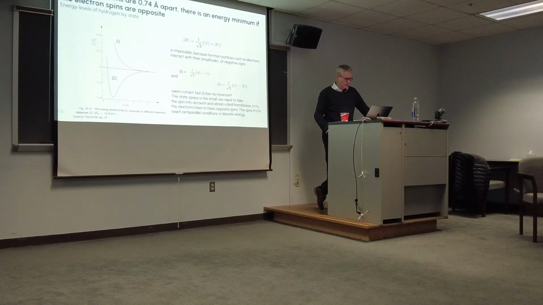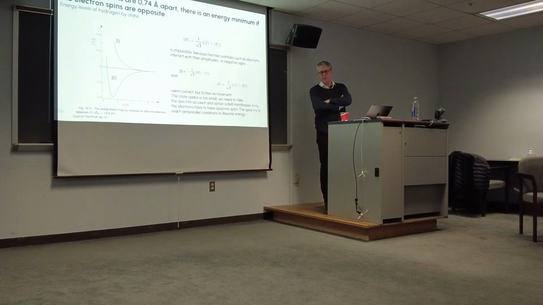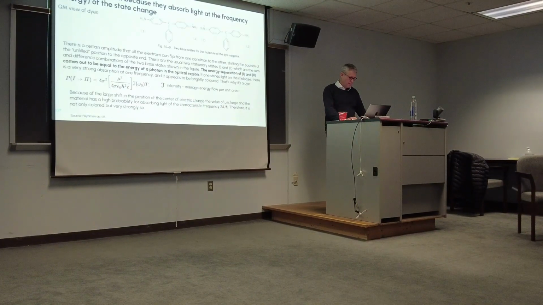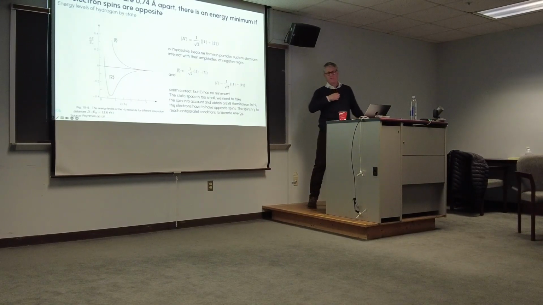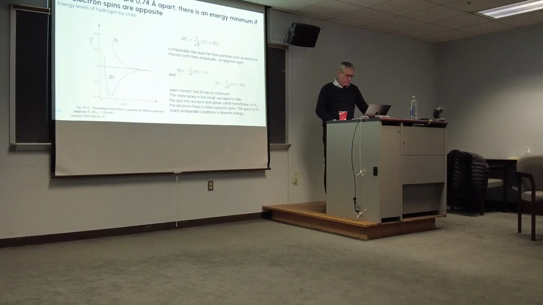When the protons are 3/4 of an angstrom apart, there is an energy minimum if the electron spins are opposite. How could we know they have opposite spin? The spins try to reach antiparallel conditions to liberate energy. You can model this with a more complicated model, which I'm not showing because an 8 times 8 Hamiltonian gives 8 differential equations, and it's a big, complicated system that is hard to solve. But when you solve it, you will find that at this distance there's an energy minimum.